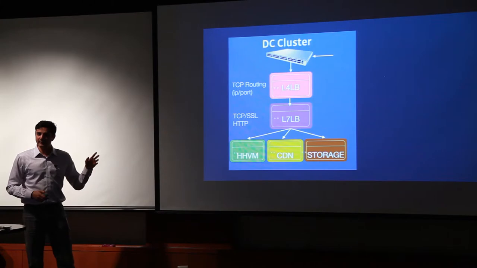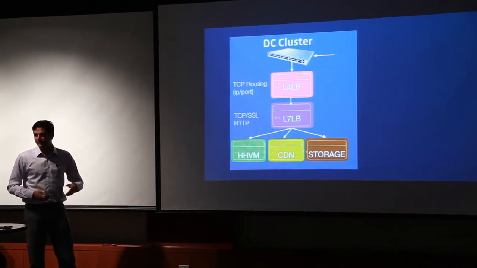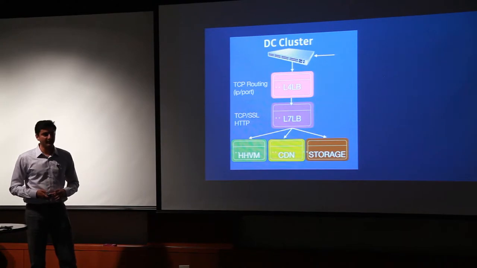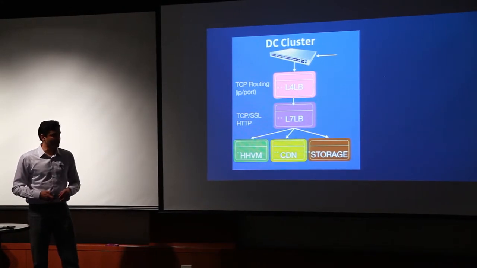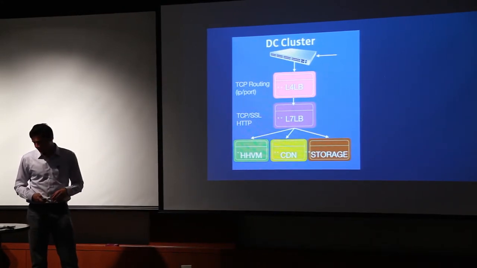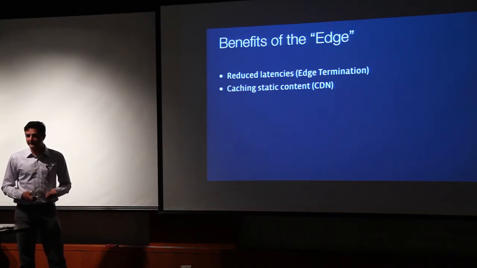If it's dynamic content, it hits HHVM, hip-hop virtual machine. This is our web server. It's a virtual machine that runs Facebook, that runs our PHP stack, and we send the response back to the user. Two main benefits of the edge. One's the reduced latency from edge termination, and the other is reducing the impact on the network from being able to cache static content.